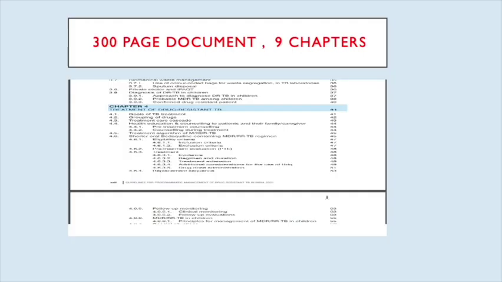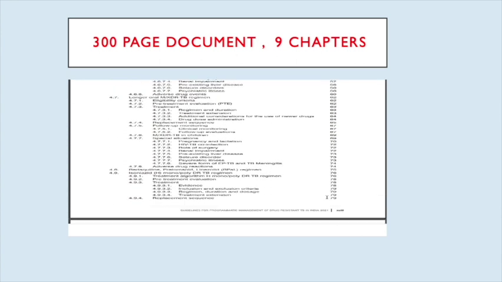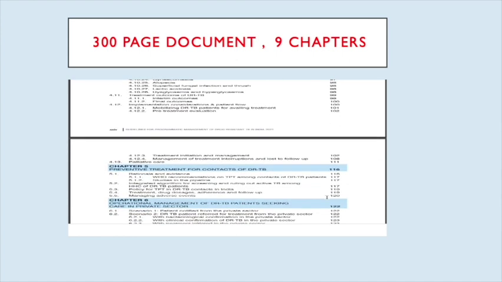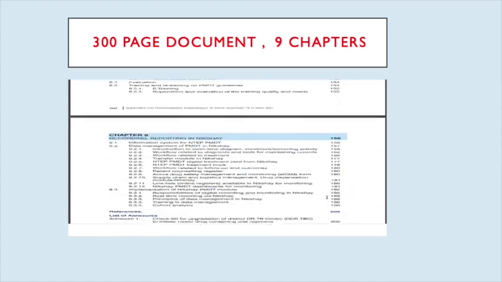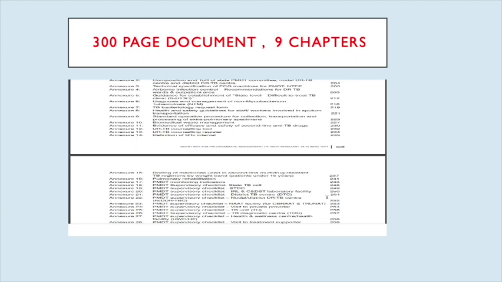Let's get started. This guideline is in a downloadable format. You can download it from tbcindia.org. It is a 300-page document with around 9 chapters. The initial chapters focus on the epidemiology, on managing diagnosis, the flow of the diagnostic algorithm in a programmatic setting, and then it talks about the treatment, the diagnostic tests and special conditions. I will be focusing on diagnosis and treatment today.